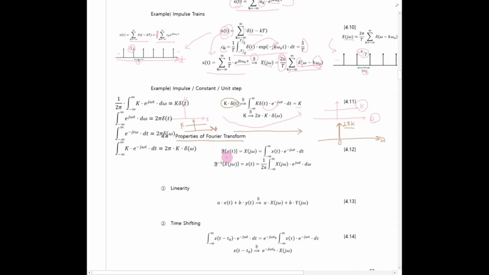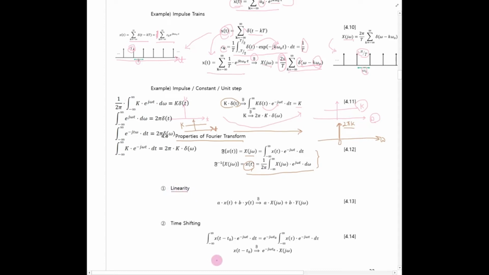We know the Fourier transform definition and its corresponding inverse Fourier transform are defined in this way. We call this a Fourier transform pair. X(j omega) is the Fourier transform, and x(t), the time domain expression, is the inverse Fourier transform of that.